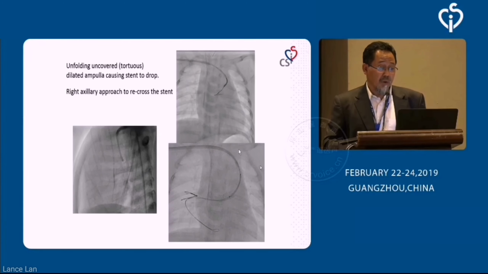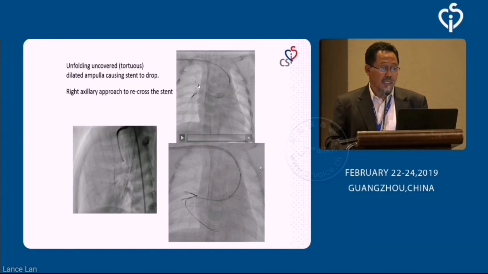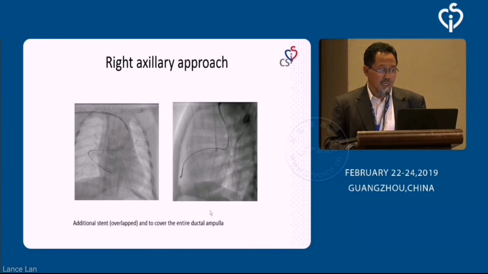So then, of course, trying to rewire through the conventional way is difficult, so we have to go through either the left or right axillary approach or carotid. In this case, the right axillary approach easily crossed the stent that migrated, and an additional stent was deployed proximal to the first one to give a good result.